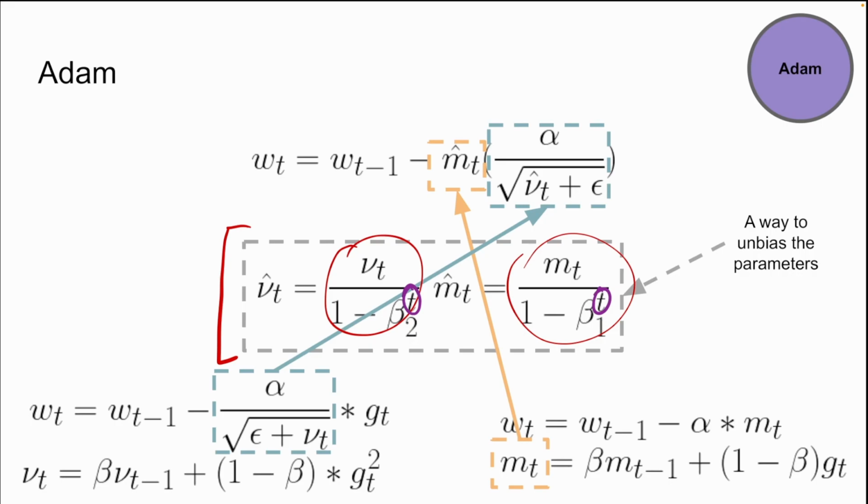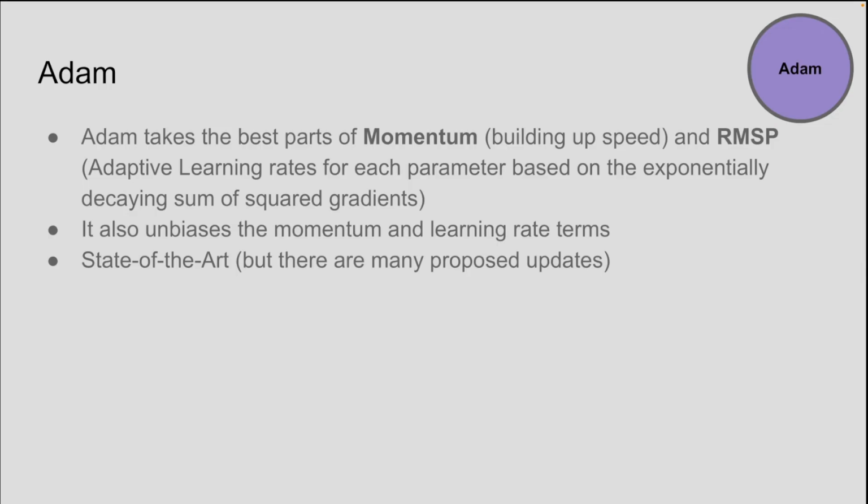So ADAM takes the best of momentum, where we can build up speed and smooth out zigzagging steps, and of RMSP, which allows us to have adaptive learning rates for each parameter based on the exponentially decaying sum of the squared gradients. ADAM also has the advantage of unbiasing the momentum and learning rate terms, so that as we take our first few steps, those terms aren't biased towards 0.